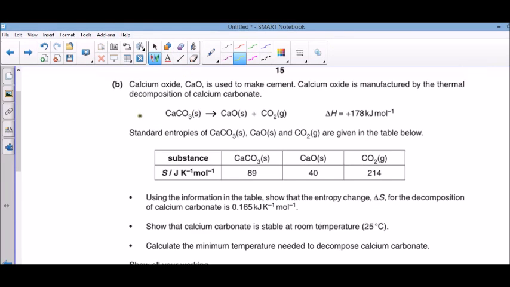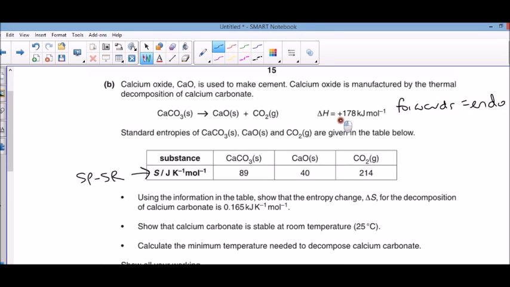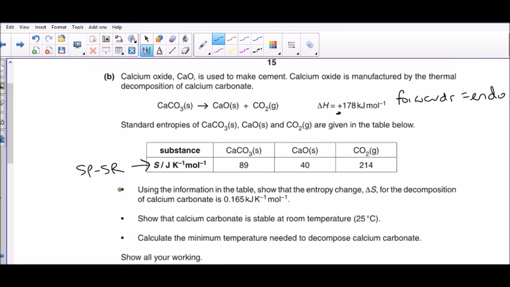In part B we're going to be using our delta G calculation, but if we're just looking at this question without actually doing anything, we can see that we've got S values, so we're probably going to be doing SPSR. And let's keep looking at it. So we've got calcium oxide, we've got the equation, we've got delta H, so we know that forwards is endothermic because we've got a positive value there. And then we've got the bullet points, which again, bullet points always tell you how to structure your answer.